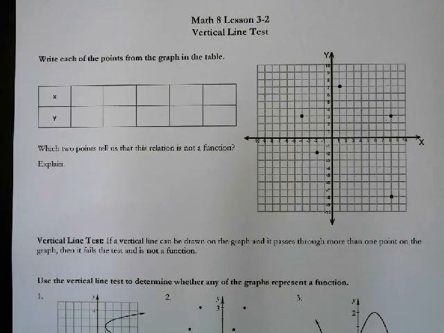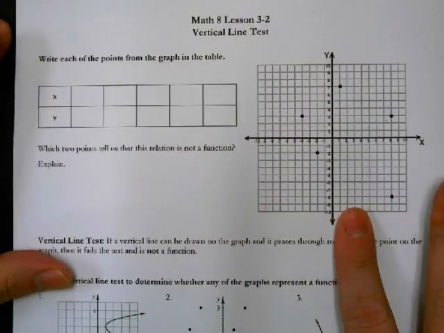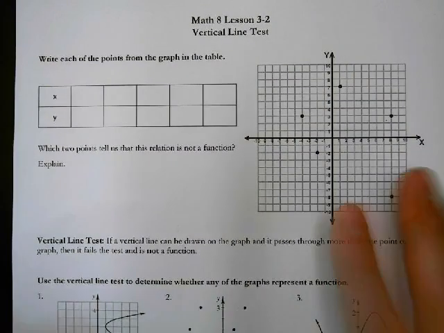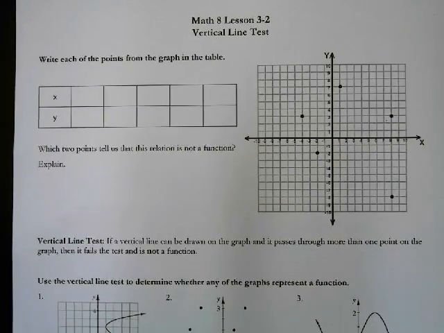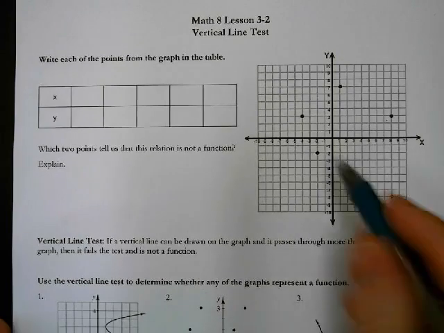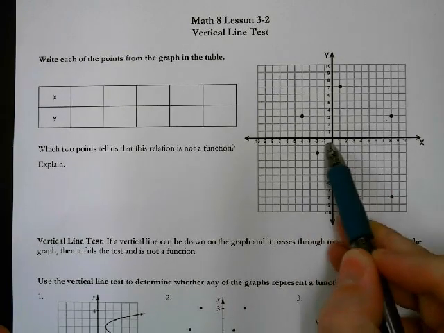We've got lesson 3-2, the vertical line test. So we've got a graph over here with several points on it. So this is some kind of relation. What we want to do is look at the graph and just plot the points that are on the graph. So let's just start from the left to the right.